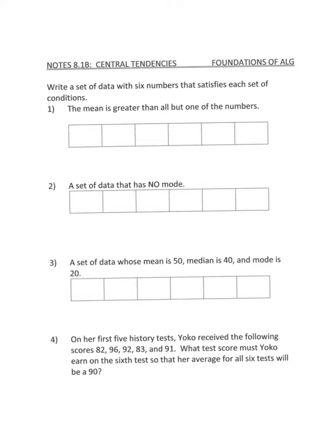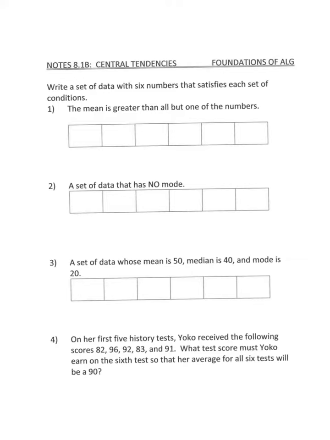Alright, 8.1b. I'm still talking about central tendencies, and we're just going to go over 4 examples. So the first one says, write a set of data with 6 numbers that satisfies each of the set conditions. First one is that the mean is greater than all but one of the numbers.